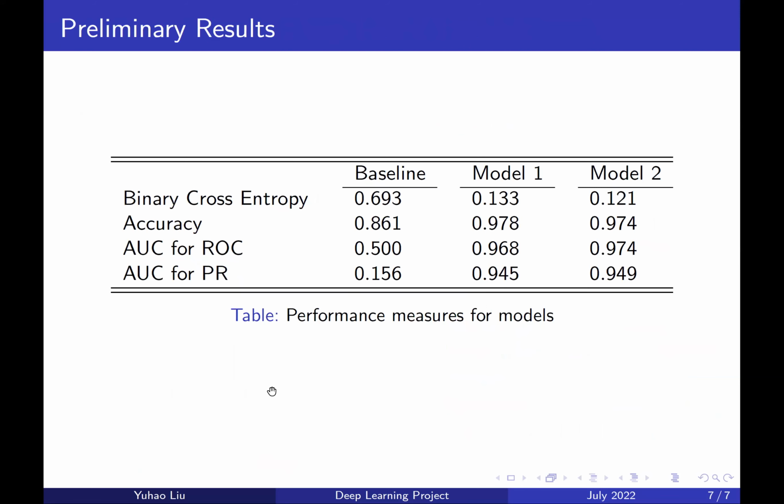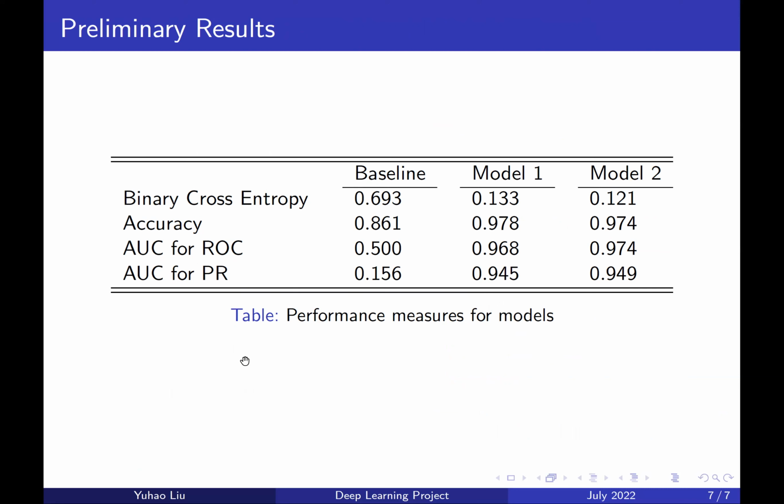And finally, let's look at some preliminary results of this project. Here's the table of performance measures evaluated with the validation data. The baseline model is simply predicting all customers will not churn. And clearly, Model 1 and Model 2 perform much better than the baseline model in all of the metrics.